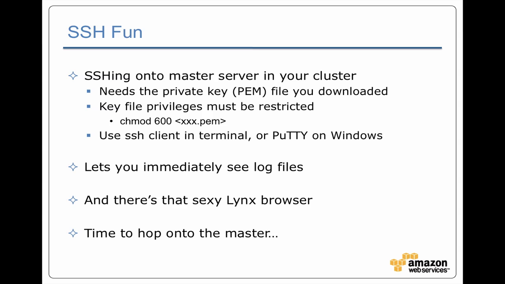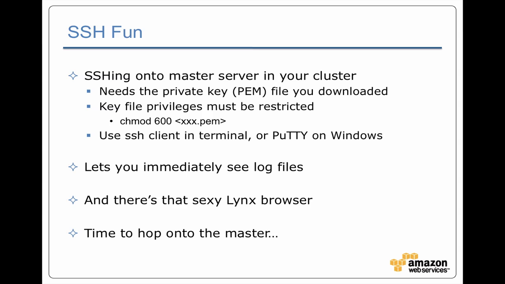Now sometimes the AWS Management Console and the command line tool aren't sufficient. You actually need to be able to get onto the actual servers that are part of your cluster. So to do that, you've got to use SSH. And in order to SSH onto the server, you need that private key file, the PEM file, that you downloaded when you created it using the AWS Management Console.